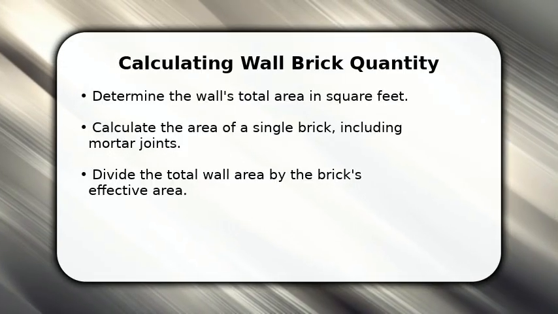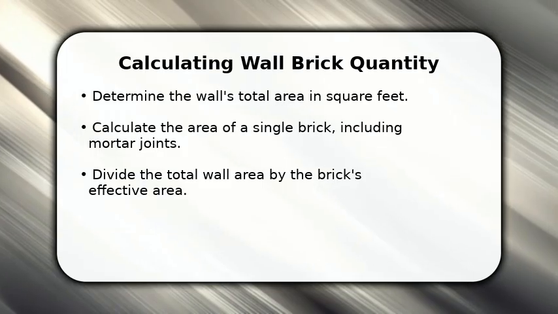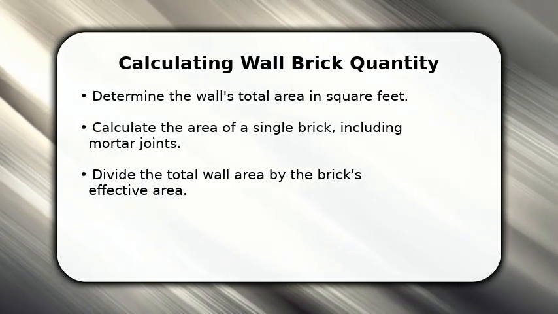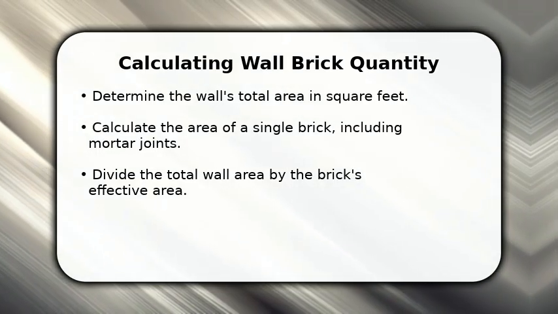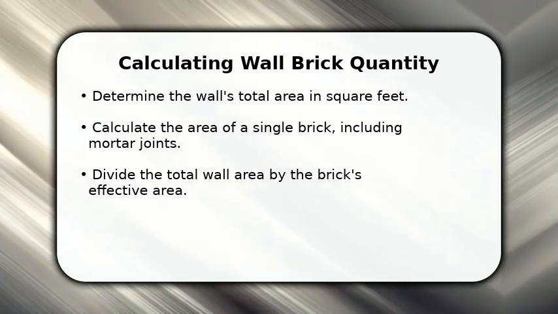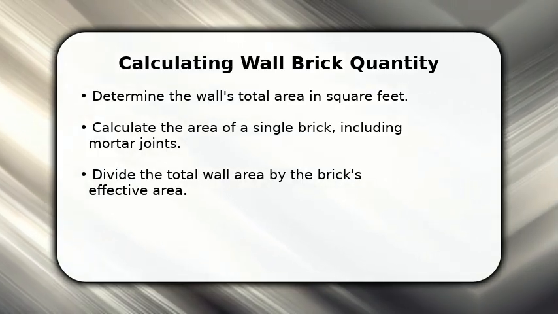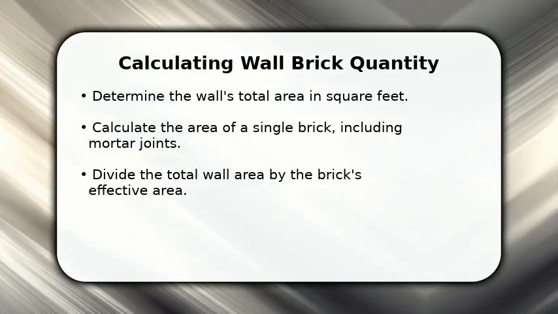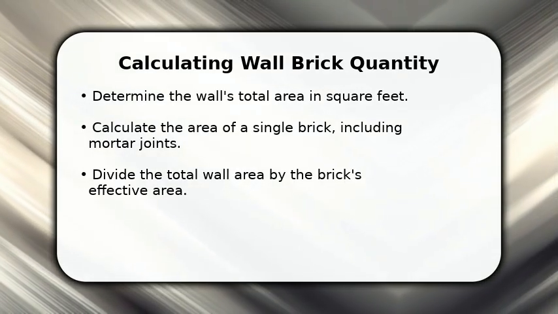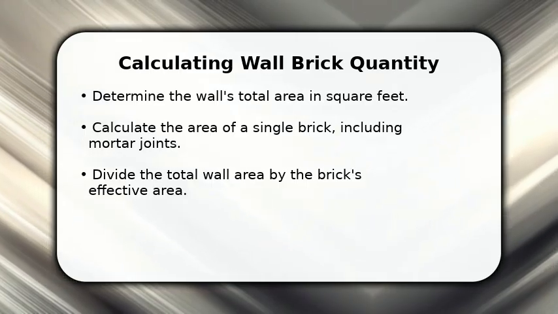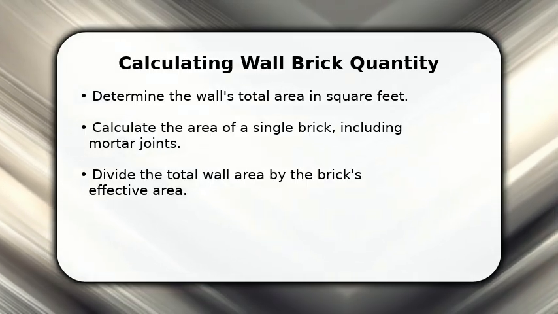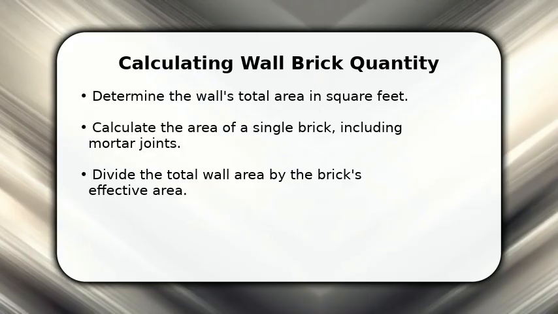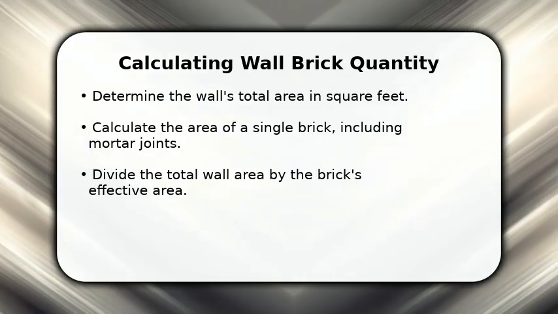In this video, I will explain how to calculate brick quantity in a wall. First, measure the length and height of your wall to find its total surface area in square feet. Next, you'll need the dimensions of a single brick, remembering to add the mortar joint thickness. This initial step is crucial for an accurate estimate, ensuring you have all the necessary measurements before proceeding to the calculations. We'll cover each part in detail.